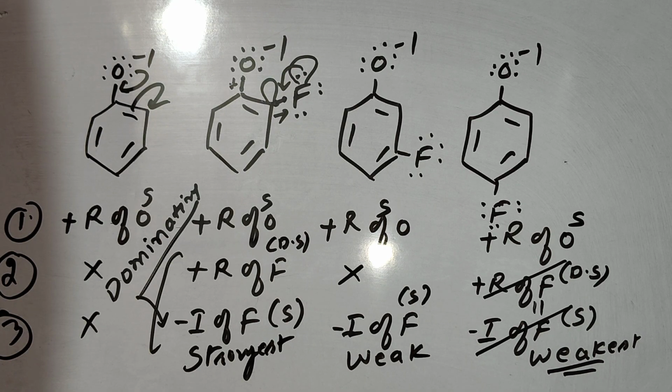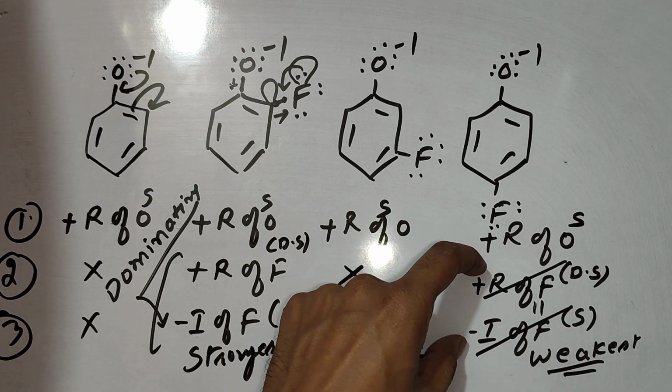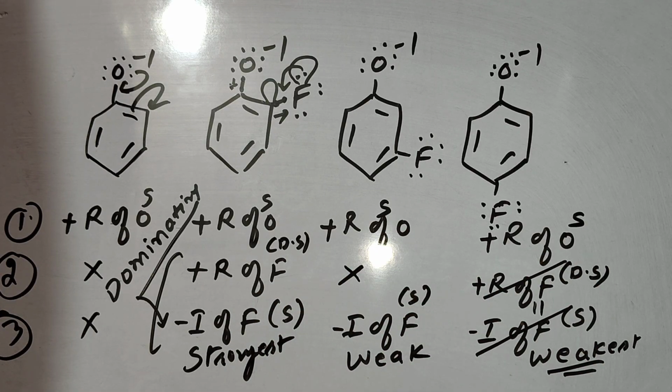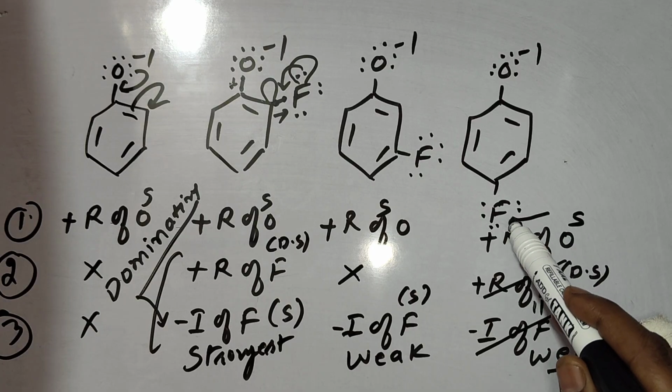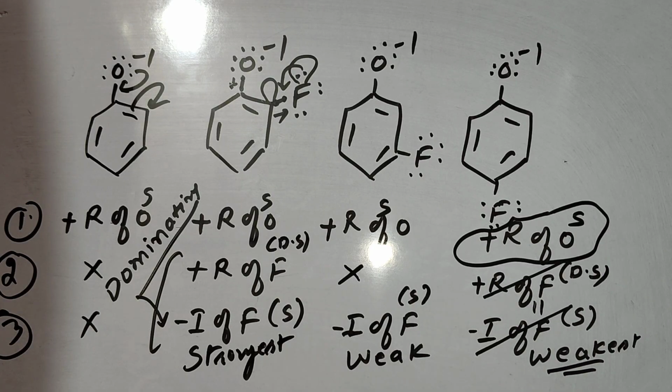Yes. In the para-fluorophenol case, plus R of fluorine and minus I of fluorine are almost balancing each other. One is saying destabilize, one is saying stabilize, and both are of equal power. So they are cancelling each other. So in this case, only one factor will be left, that is plus R of O. That's it. These are the points here. Now we will conclude and find which is the most stable anion. Let's check.